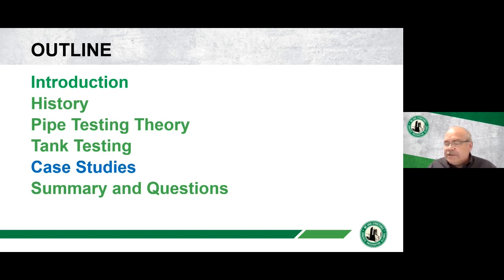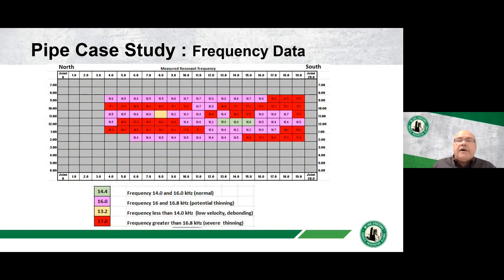I got a few case studies that I'd like to go through here. Really showcases the 3 different types of data. Frequency data we talked about. We try to make it easy to understand where the frequency correlates to severe conditions versus minor changes in the integrity of the pipe.